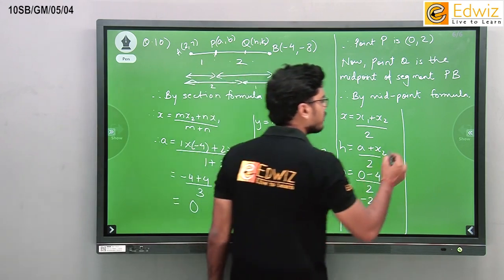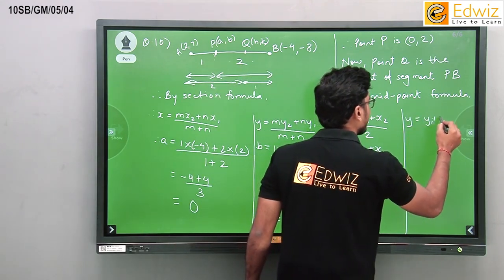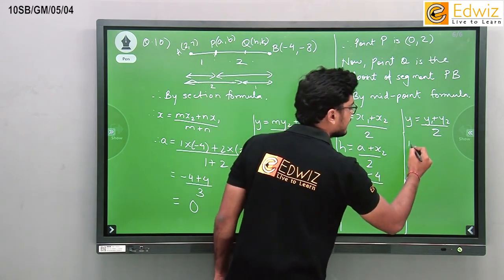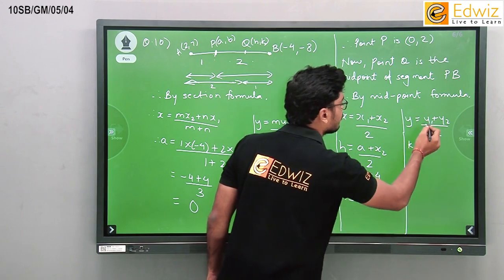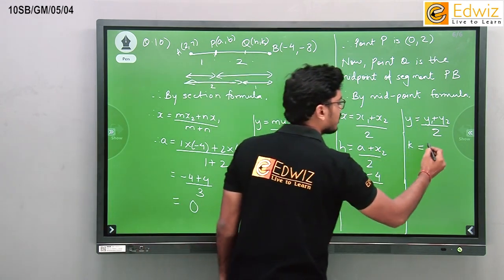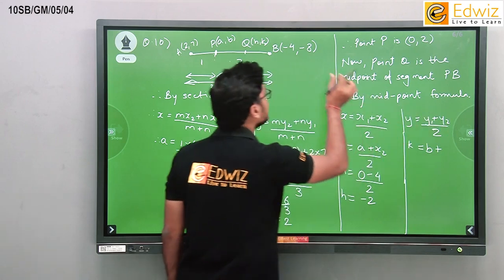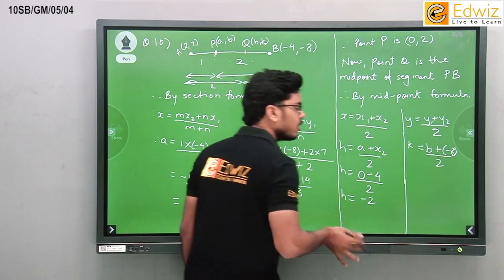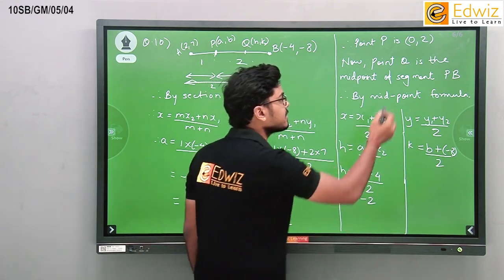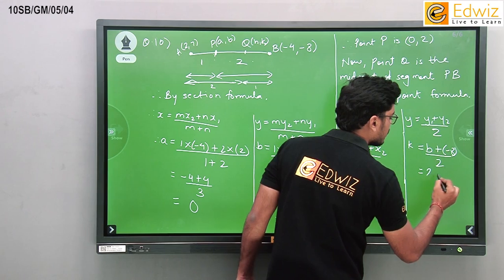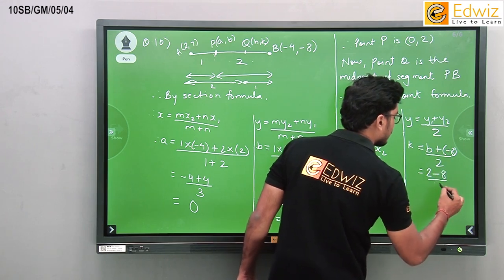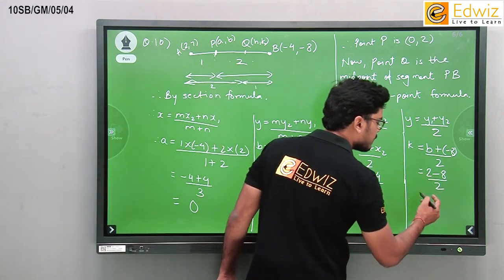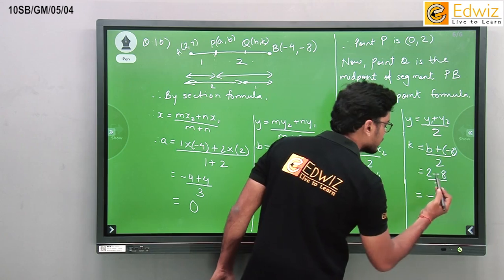Similarly, we have to find the y coordinate also. y1 plus y2 divided by 2. Okay, now what is the value of this y? It is k equal to y1, here is b, plus y2, here is -8, divided by 2. We already know the value of b. B here is 2. So let us substitute 2 minus 8 divided by 2. Okay, 2 minus 8 will be negative 6. Negative 6 divided by 2 will be negative 3.